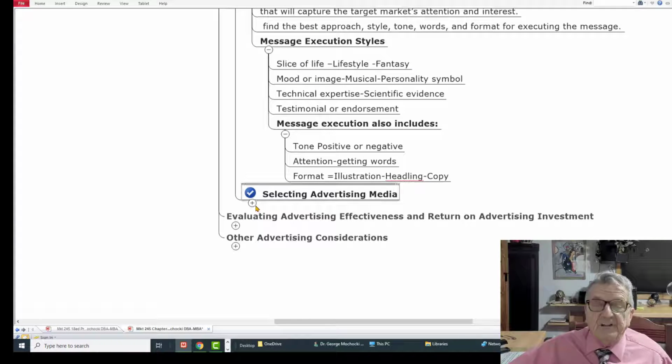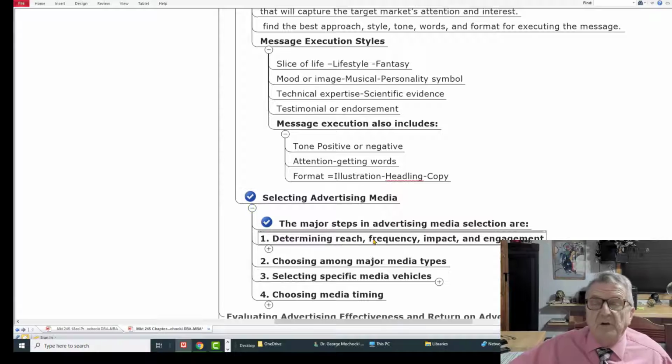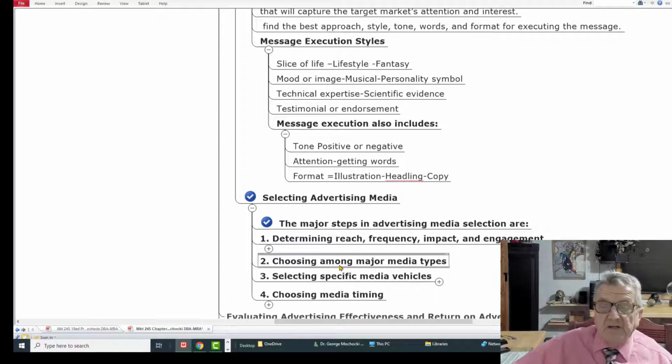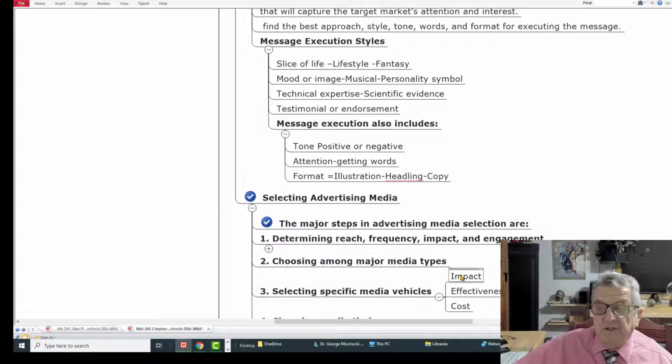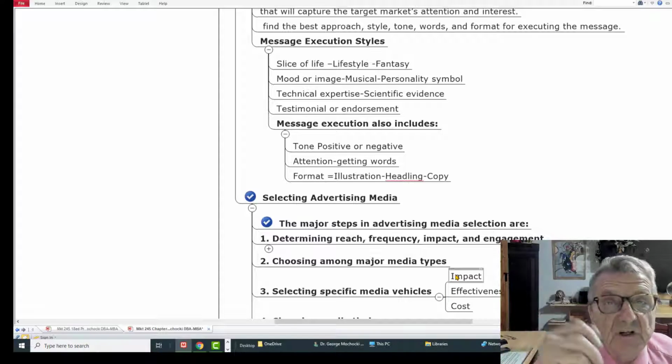All right, and selecting the advertising media. You have to look at the frequency and impact of engagement, and then among which media types you want to use. Okay, you select a different media vehicle. What's going to be the impact, the effectiveness, and the bottom line, how much is it going to cost me?